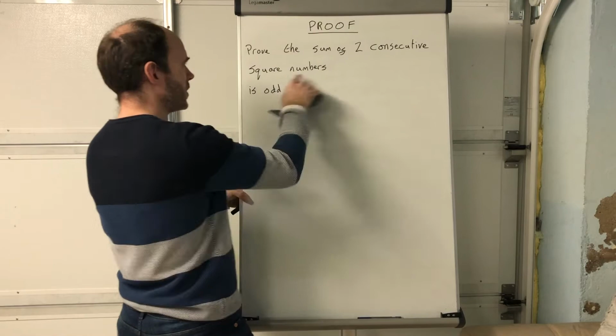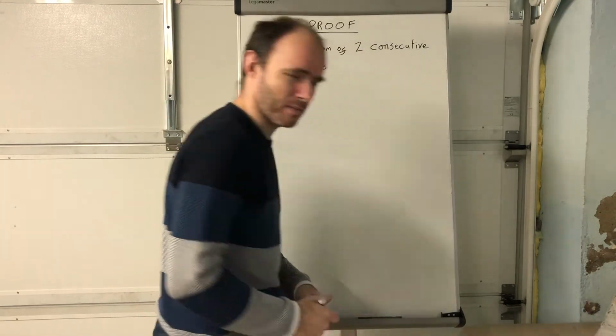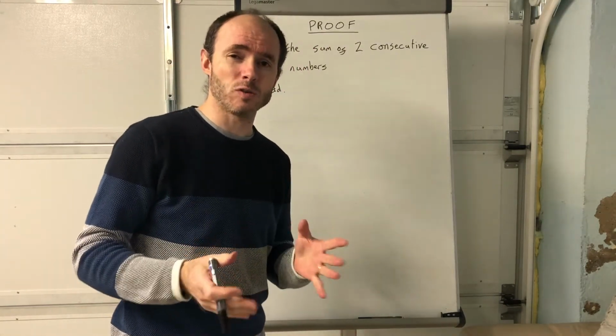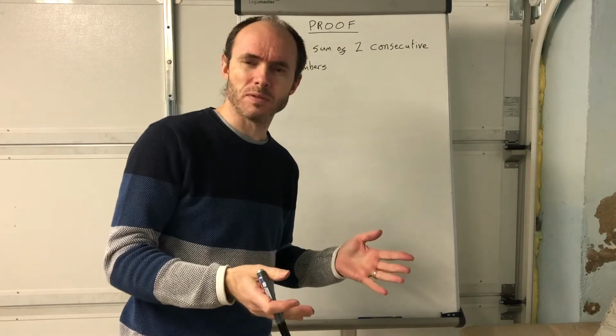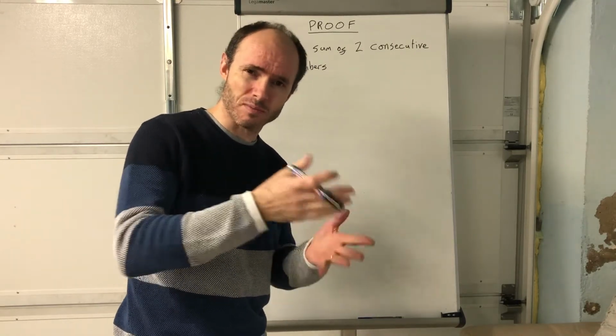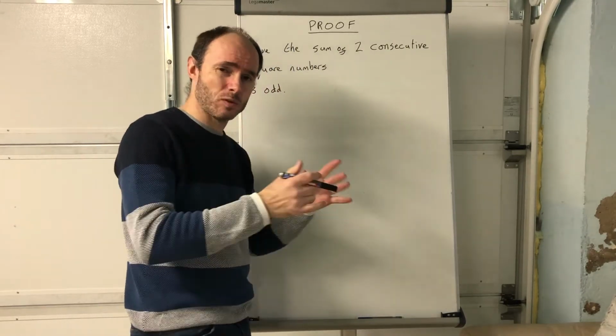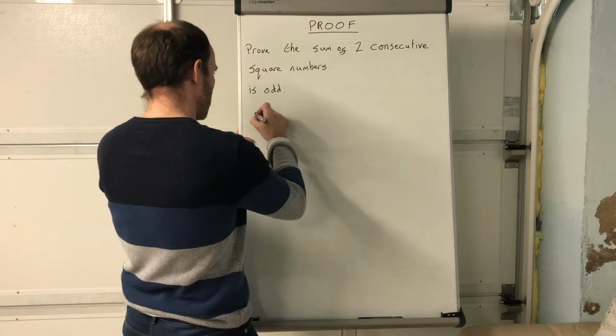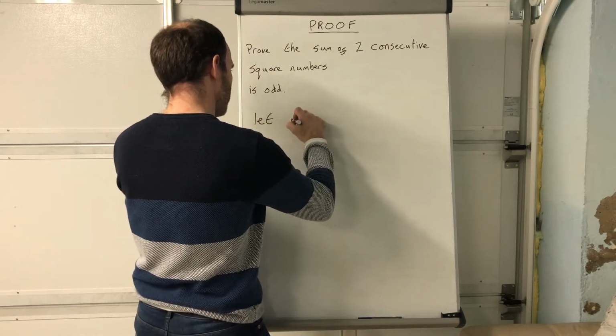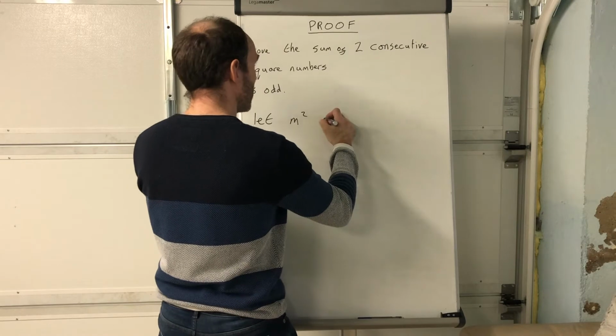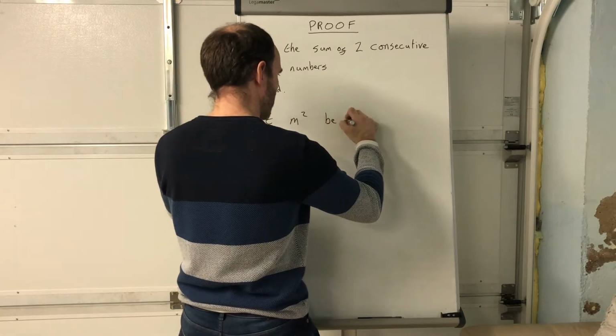We're looking at square numbers. What is a square number? It's an integer value squared. That's what we think of as a square number. It's not a decimal value squared, is it? Or an irrational number squared. It's an integer value squared. So I'm going to say let m squared be a square number.